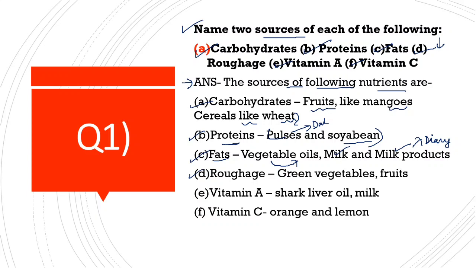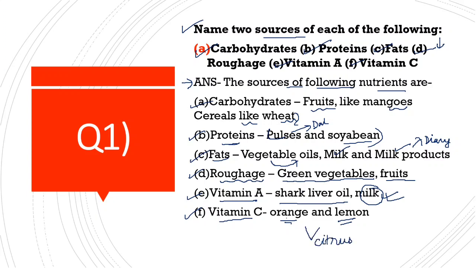Now coming to the fourth, roughage. Where do we get roughage? We get roughage from green leafy vegetables and also from the fruits. Next, coming to vitamin A. Vitamin A is obtained from shark liver oil and also from milk. Last one, that is vitamin C. We obtain vitamin C from orange and from lemon. Those are known as the citrus fruit.